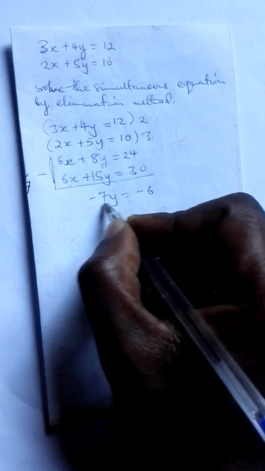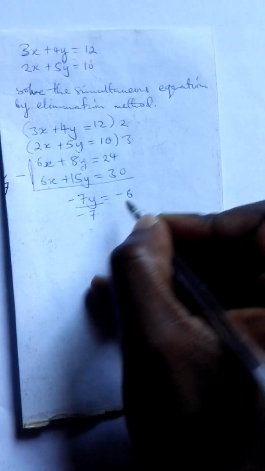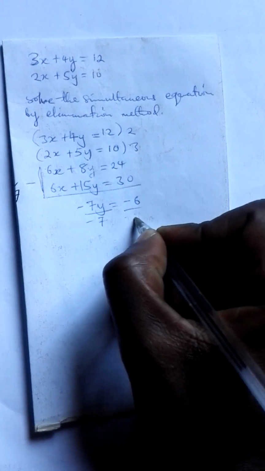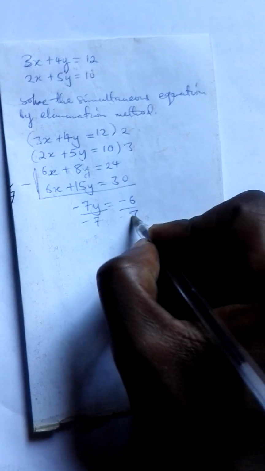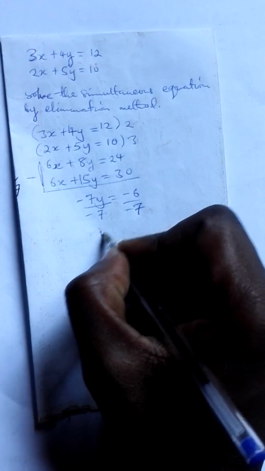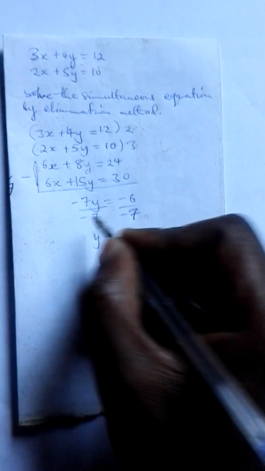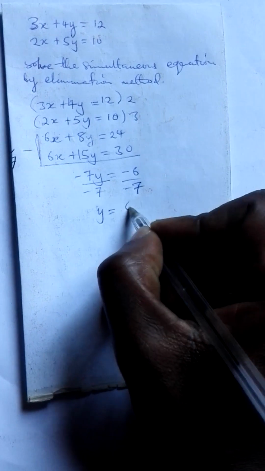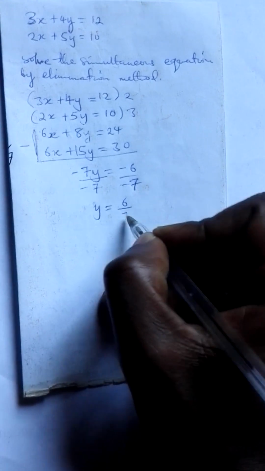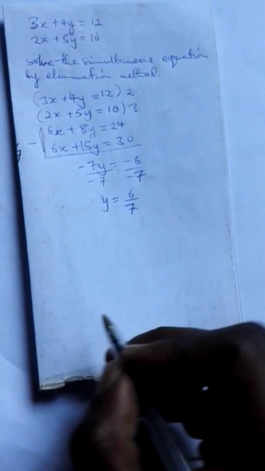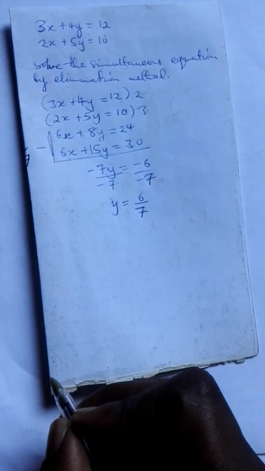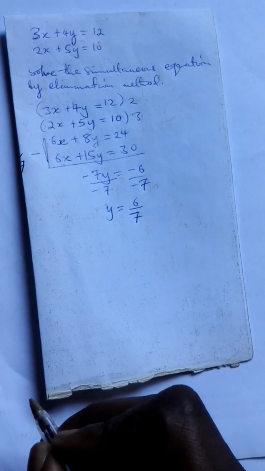And there we go. We divide both sides by -7. If you divide the negatives, it gives you a positive. So y is going to be a positive 6/7.